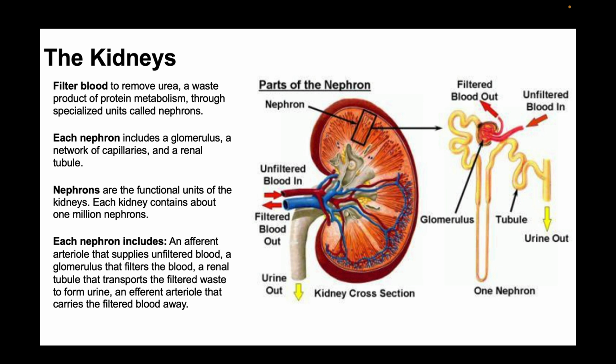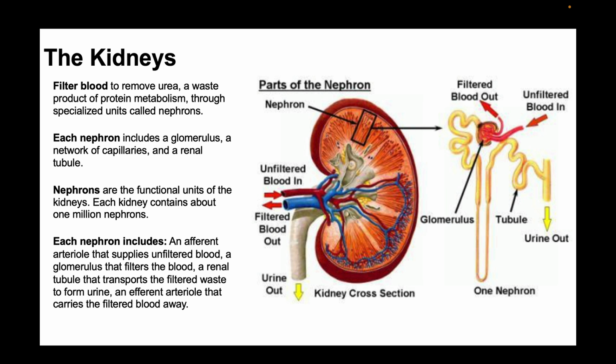The primary organs of the urinary system are the kidneys, which are bean-shaped structures located retroperitoneally, just below the rib cage in the posterior abdomen. The kidneys filter blood to remove urea, a waste product of protein metabolism, through specialized units called nephrons. Each nephron includes a glomerulus, a network of capillaries, and a renal tubule. Urea, along with water and other metabolic wastes, is converted into urine as it passes through these structures.